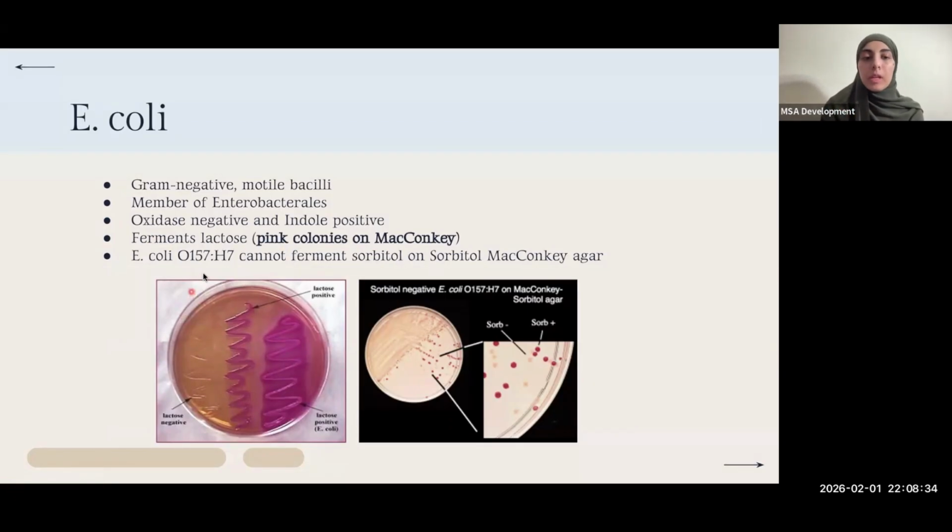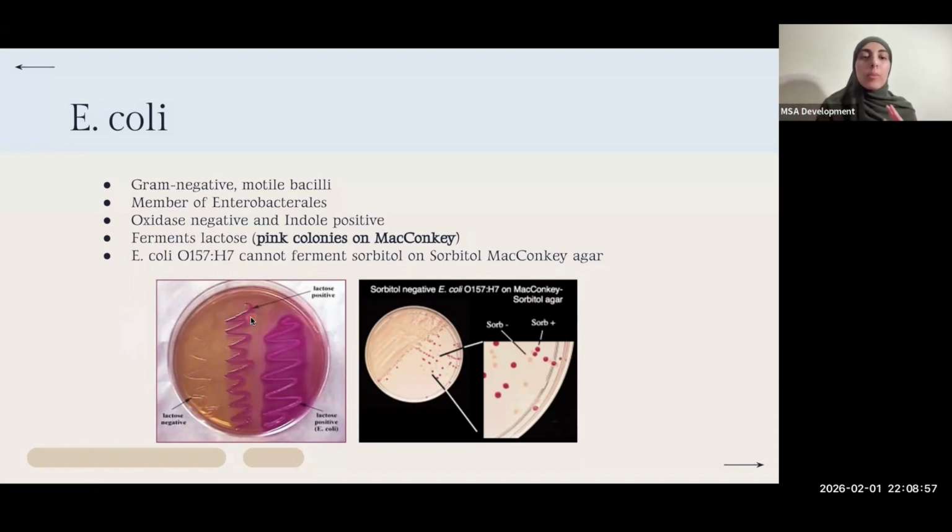Okay, one of the species of E. coli, or the serogroups of E. coli, is O157:H7. We'll talk more about this in a few slides, but just remember that this one cannot ferment sorbitol on sorbitol MacConkey agar. So we have the normal MacConkey agar with lactose.